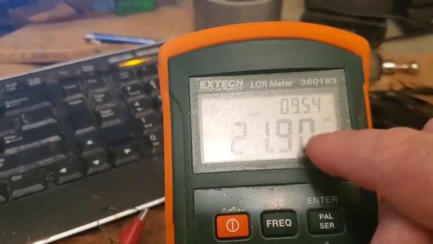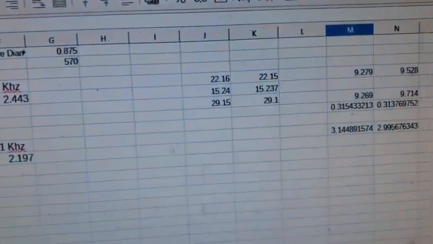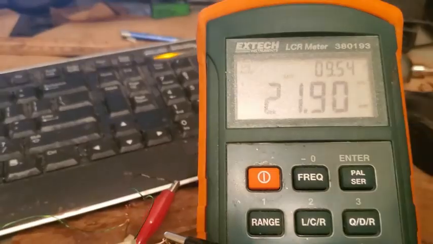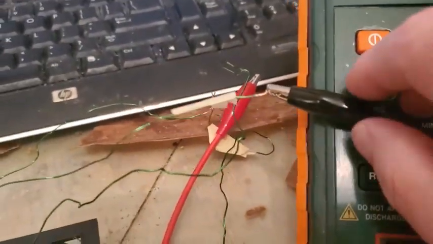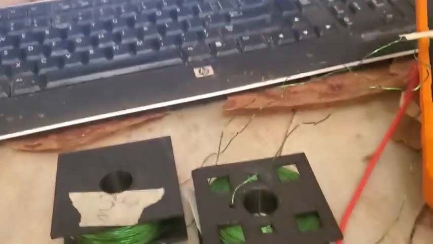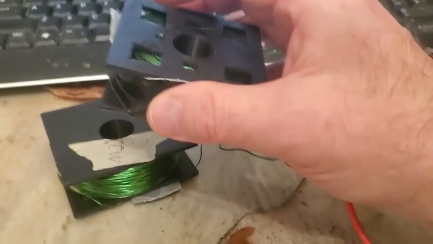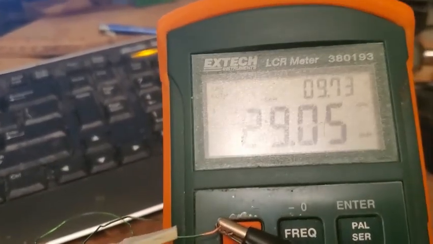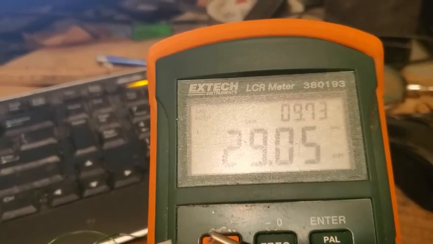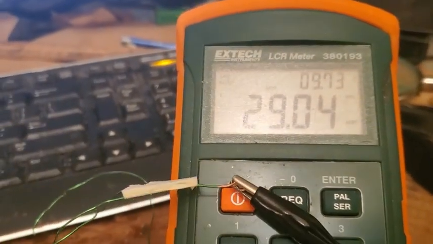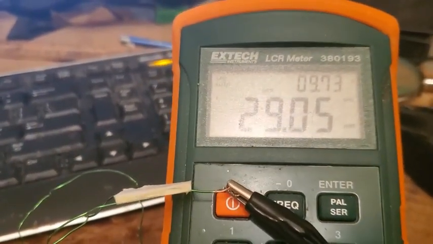Okay, so for some reason it's reading 21.9 instead of 22.16. Maybe it's how well the alligator clips are on there, but that's not the real thing. The real thing is when I take this and put it on top there. Now we went from 22 to 29. Let me get it centered there.